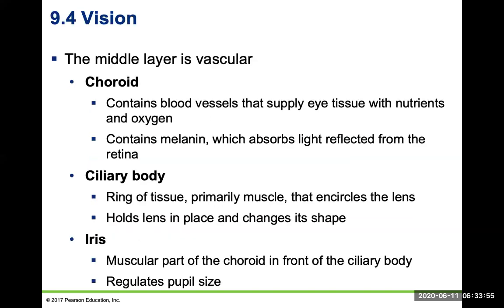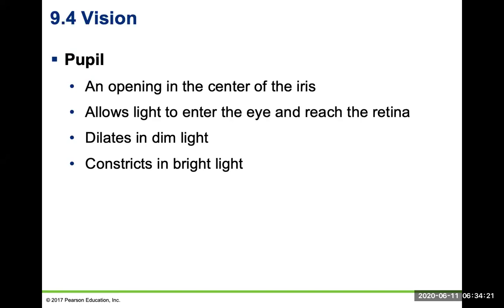It's your choroid layer that contains blood vessels that supply your eye with nutrients and oxygen. The ciliary body is a muscle that encircles the lens and holds the lens in place to change its shape. And the iris is the muscular part of the choroid in front of the ciliary body. It regulates the size of your pupils, and the iris is the color of your eye that we all have different colors for. The pupil is just a hole in the center of the eyeball.